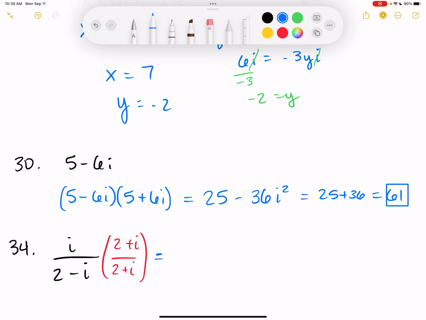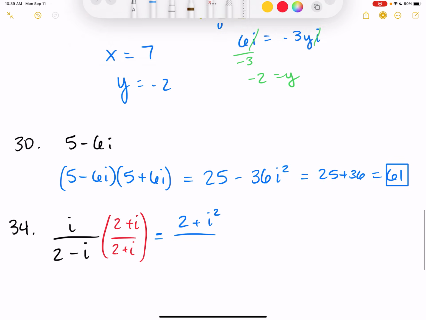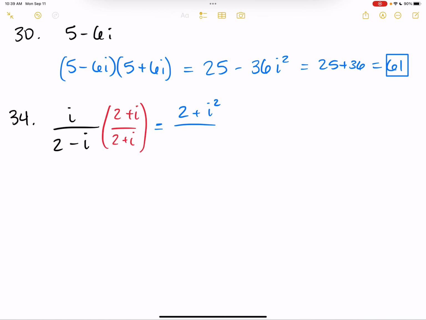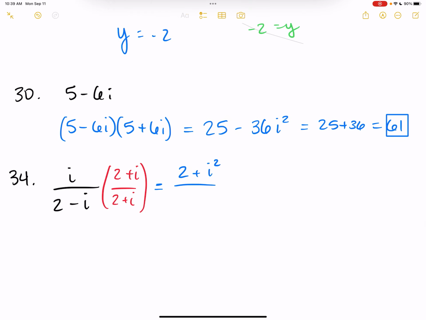So on top, we're just distributing, so that'll be 2i plus i squared over, on the bottom, I've got the difference of squares, so it'll be 4 minus i squared. Wouldn't it be 2i plus i squared on top? Yes. And then on the bottom, it'll be 4 minus i squared.